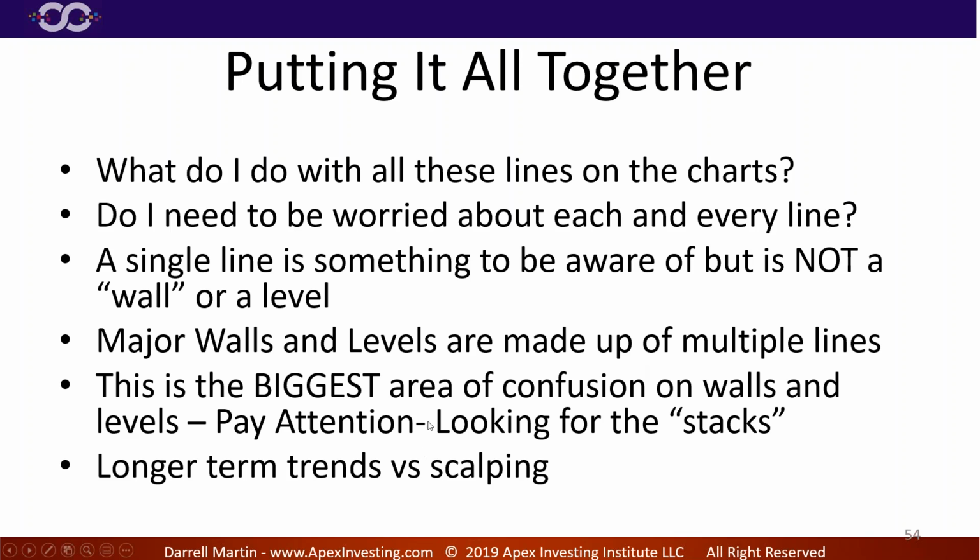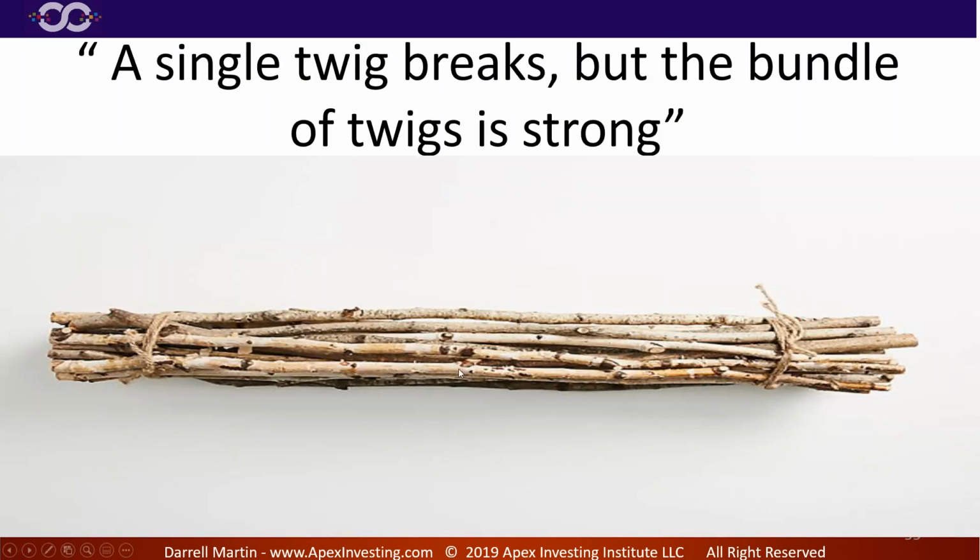Longer term trends versus scalping. Okay, let's go into this. A single twig you can break. But if you put a whole bunch and bind them together, they're not easily broken, right? Am I right? Is it harder to break this group than it is a single one? Is it harder to break just a mini magnet than it is a mini magnet that has a paw on it, that has another mini magnet that has a ZOI? Yeah, it's a lot easier to break the single mini magnet.